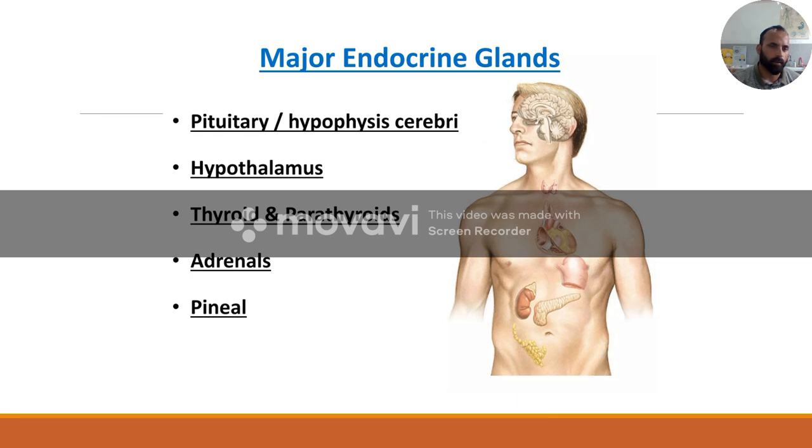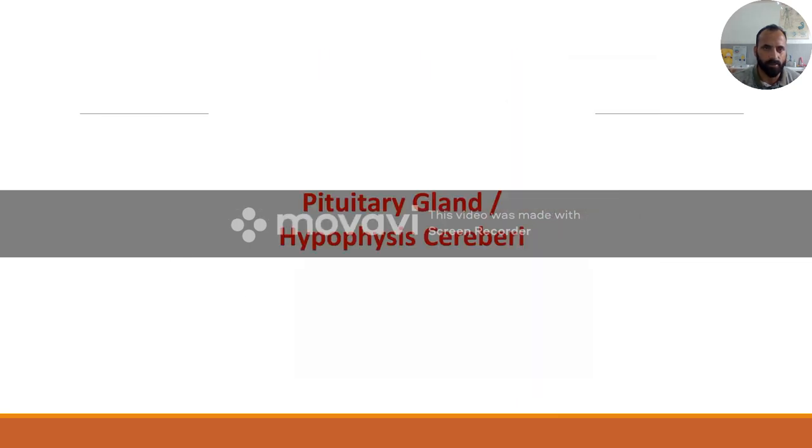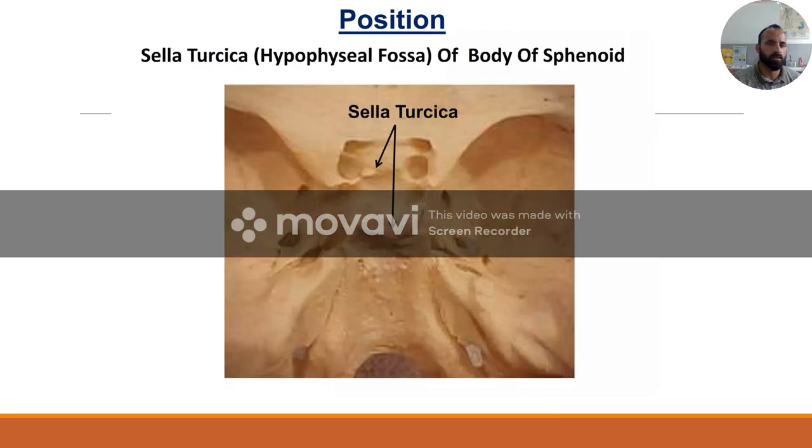So these are the major endocrine glands in the body that we have already discussed. We'll be coming first to the pituitary gland, also known as hypophysis. Hypophysis cerebri is the other name of the pituitary gland. This gland is known as the master endocrine gland, and it is situated in the area of the sphenoid bone, which basically forms the base of the skull.